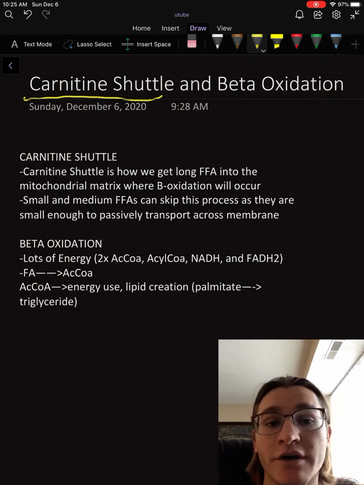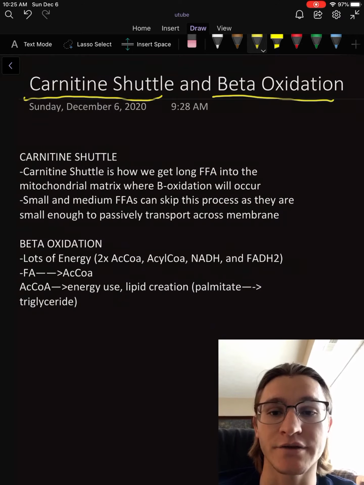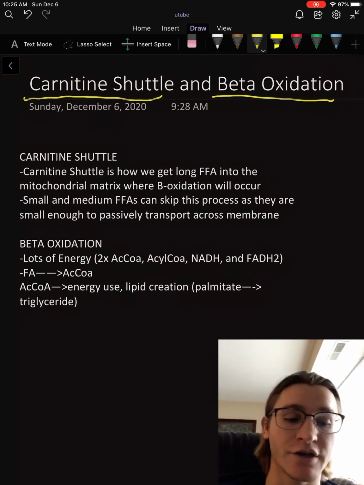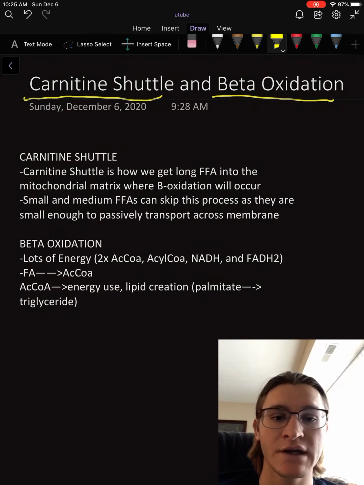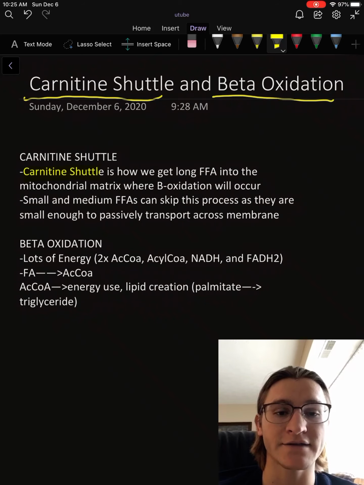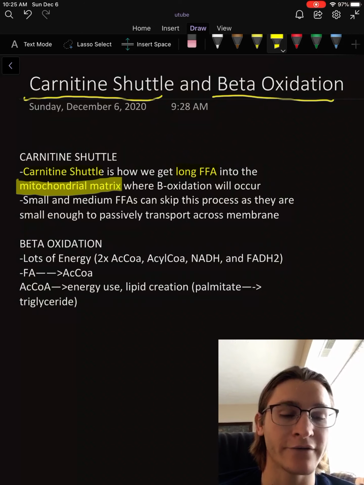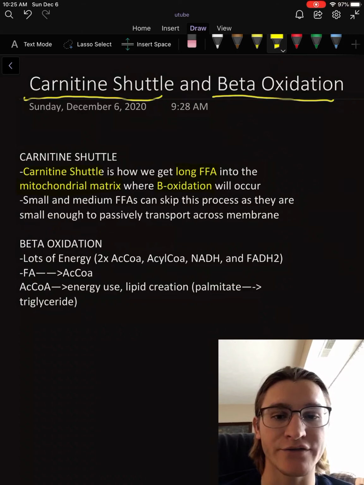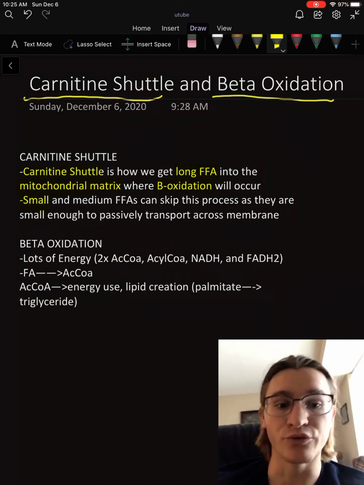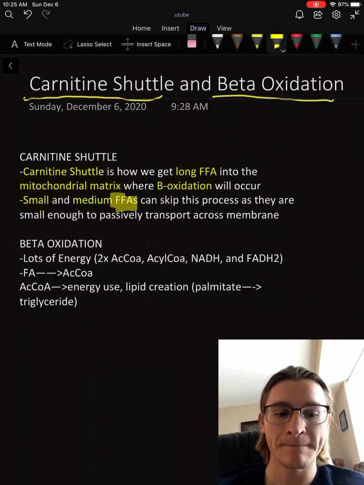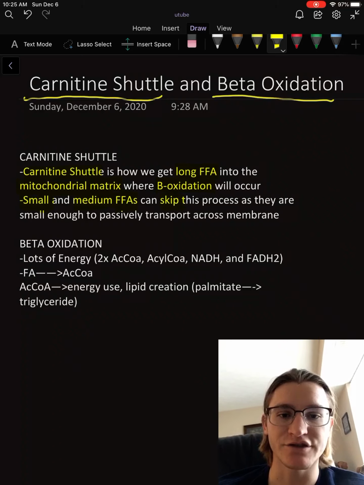Today we're going to be talking about the Carnitine Shuttle and beta oxidation. So the Carnitine Shuttle is a system of proteins that allows us to get long free fatty acid chains into the mitochondrial matrix. Usually free fatty acids can transfer through these membranes because they're hydrophobic, but the long free fatty acid chains are too long.